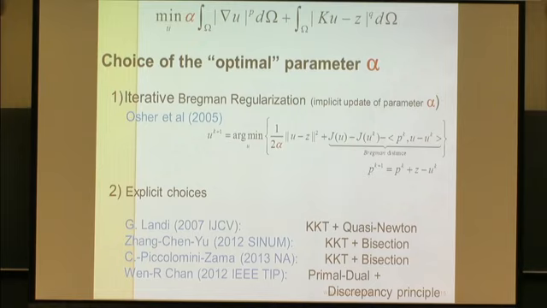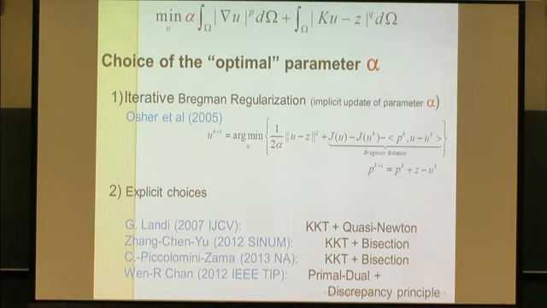And that was early work by this Italian colleague, Landi, who visited their group in Bologna. Using the KKT system, they try to solve it for this parameter. Treat it as unknown and solve for it. Because of the optimization, you just plug in the alpha as an unknown and try to solve for it.